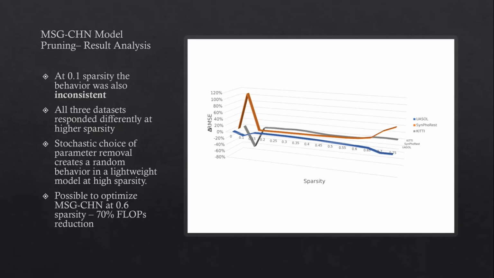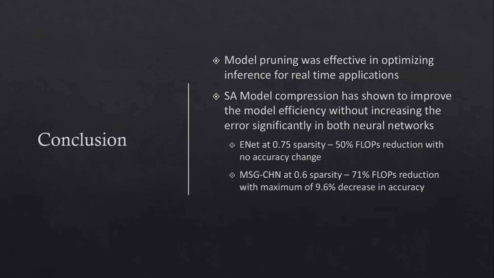So at 0.6 sparsity, we can decrease FLOPs by 70% while decreasing accuracy by up to 9.6% at the SimForest. So to conclude, our paper has shown that model pruning was effective in optimizing inference for real-time applications. The simulator level model compression has been shown to improve the model efficiency without decreasing the error significantly in both neural networks, and can be used at 75% sparsity for ENet, which reduces FLOPs by 50% with almost no accuracy change, while the MSG at 60% sparsity has decreased FLOPs by 71% with a maximum 9.6% decrease in accuracy, which happened at the synthetic data set.